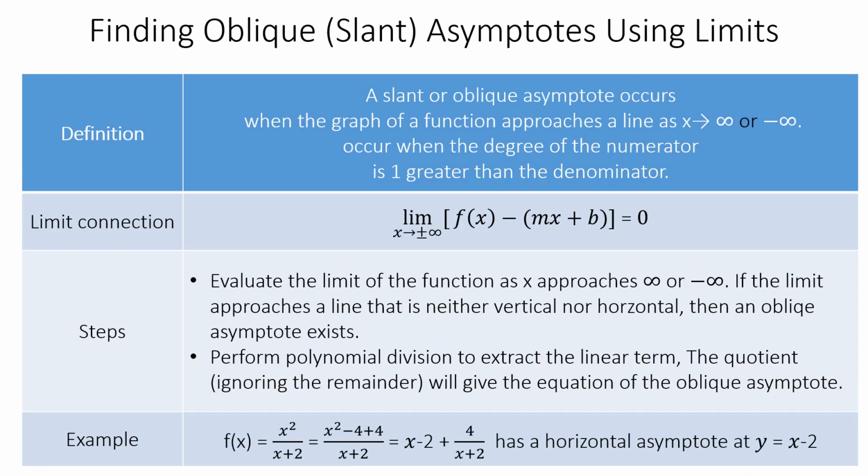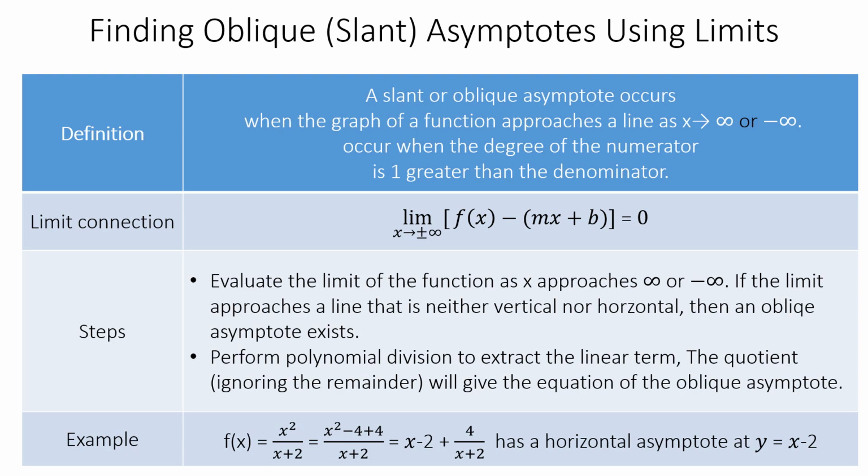So now we're going to talk about finding oblique, so slant asymptotes using limits. Here the definition is: a slant or an oblique asymptote occurs when the graph of a function approaches a line as x approaches infinity or minus infinity. It occurs when the degree of the numerator is 1 greater than the denominator.